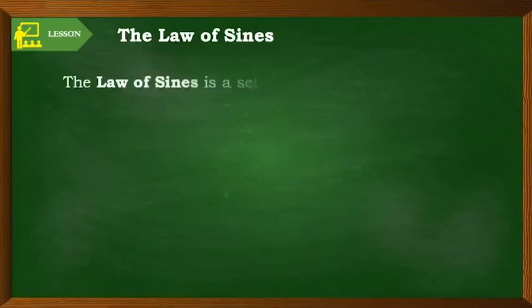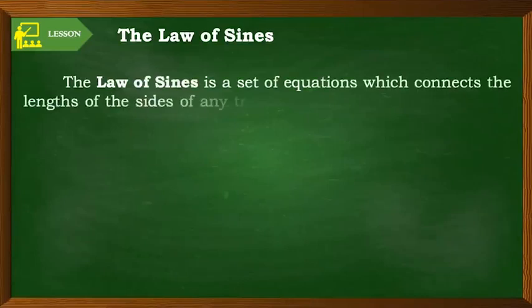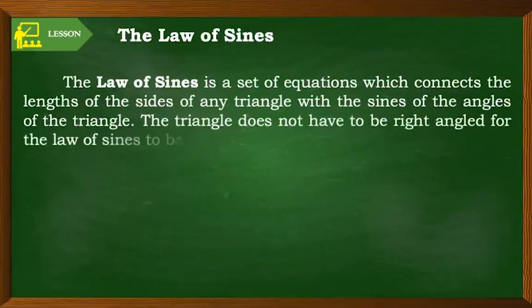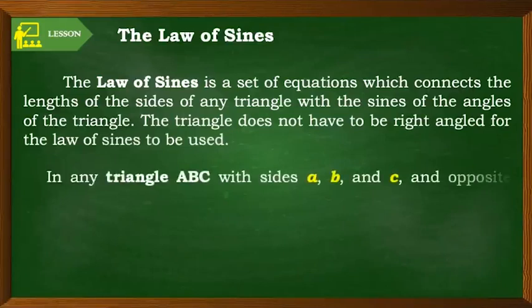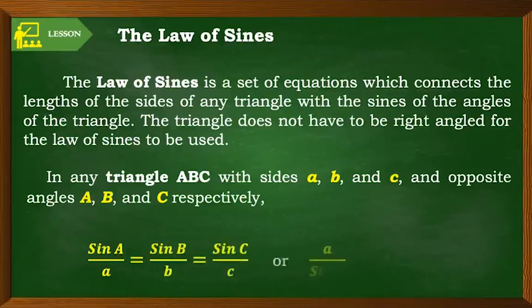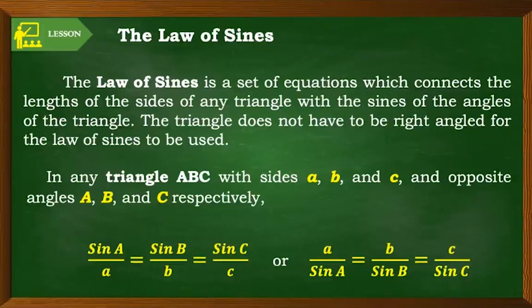Don't forget that the law of sines is a set of equations which connects the lengths of the sides of any triangle with the sines of the angles of the triangle. The triangle does not have to be right angled for the law of sines to be used. In any triangle ABC with sides a, b, and c and opposite angles A, B, and C respectively, sin A over a is equal to sin B over b, which is also equal to sin C over c, or a over sin A is equal to b over sin B or c over sin C.